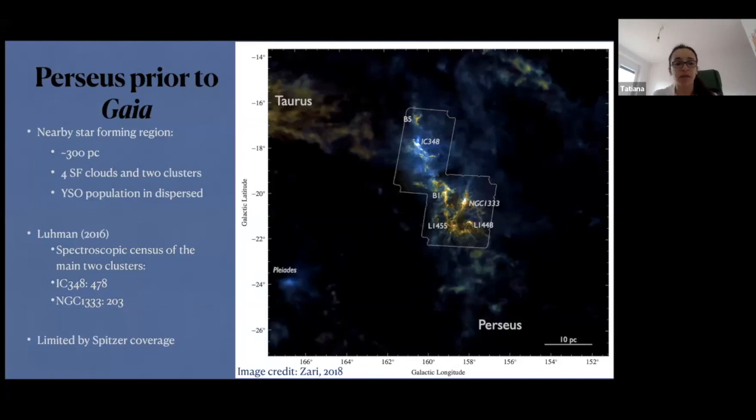And in terms of membership samples, the best to date is perhaps the one by Luhman 2016, who did a spectroscopic census of these two clusters. The thing is that prior to Gaia, we had always been restricted by the Spitzer coverage of this region. So all the studies that would look into Perseus would be within this white outline that I'm showing here. This is a picture from Zari 2018.